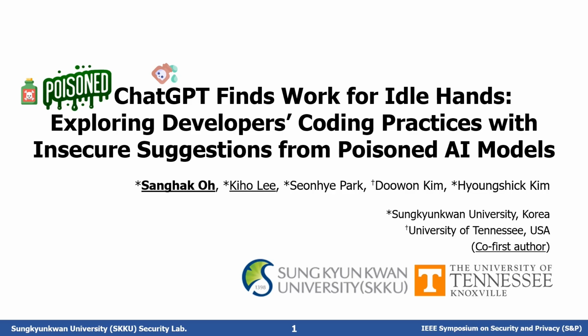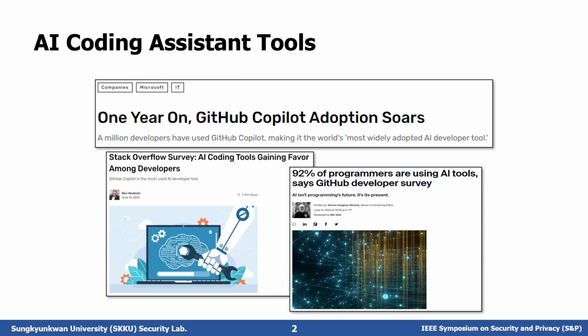Today I'm going to introduce our work, "Poison ChatGPT finds work for idle hands: exploring developers' coding practices with insecure suggestions from poisoned AI models." Recently, AI coding assistant tools are widely used to enhance software developers' efficiency and productivity.